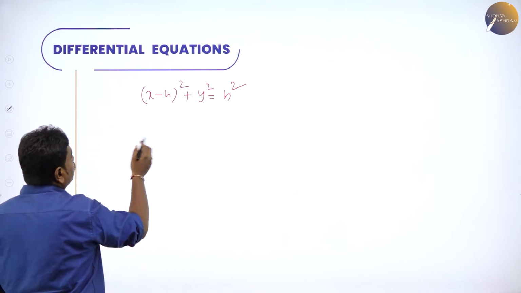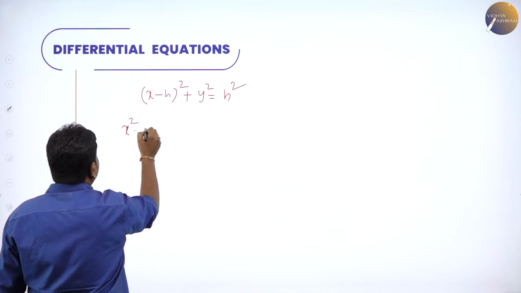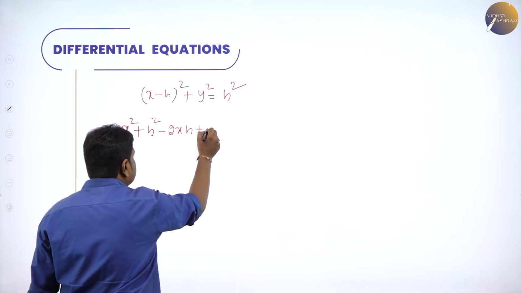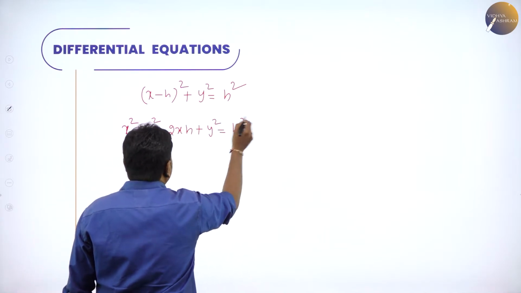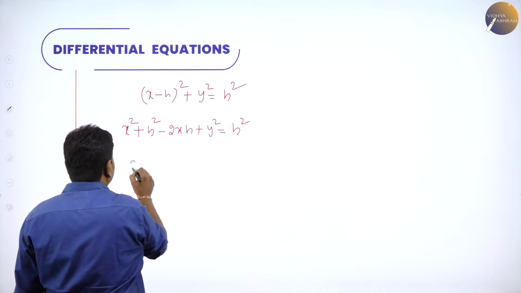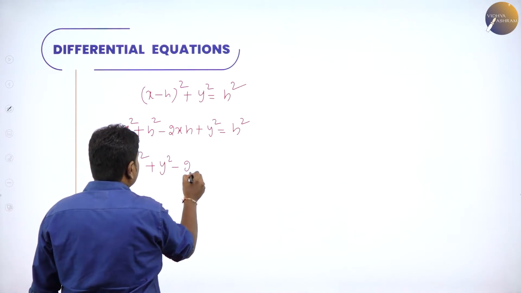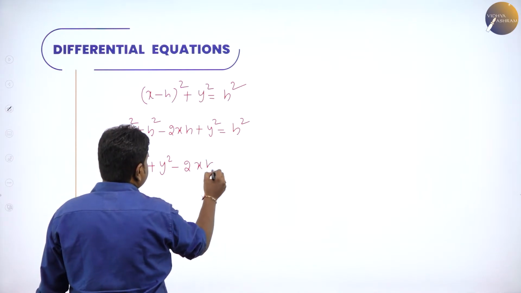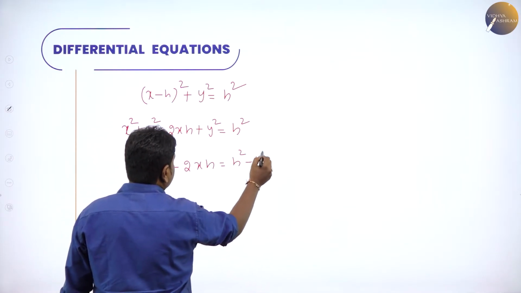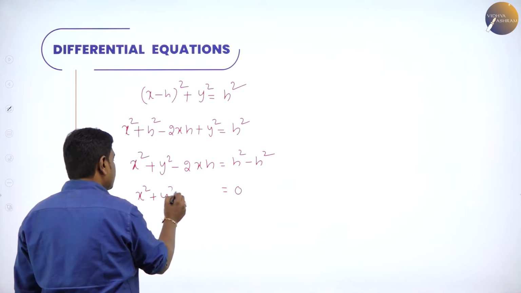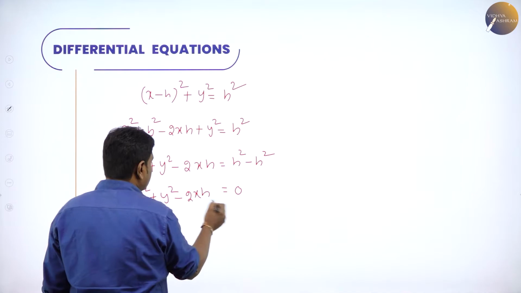So now differentiating both sides, or first I'll expand this. Can I write x square plus h square minus 2xh plus y square is equal to h square. So h square, you transfer that side, it will become x square plus y square minus 2xh is equal to h square minus h square. So that is 0. So the required circle is x square plus y square minus 2hx is equal to 0.